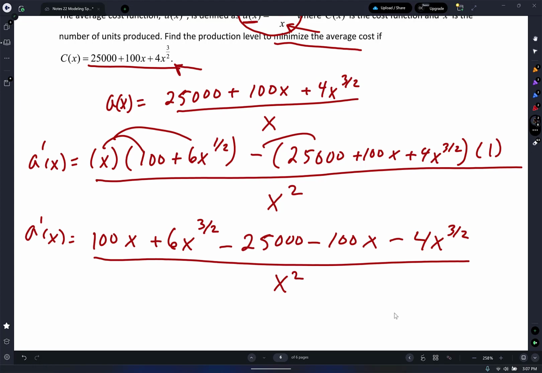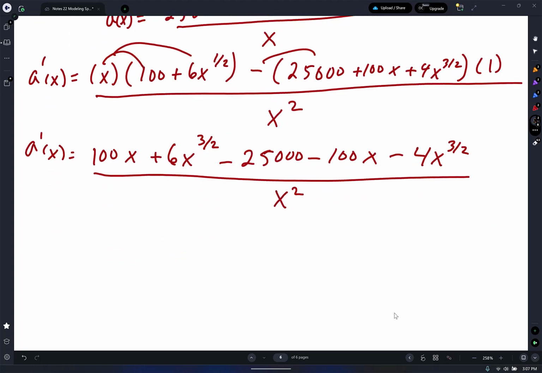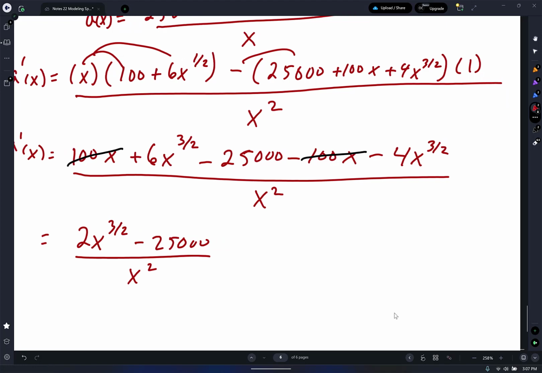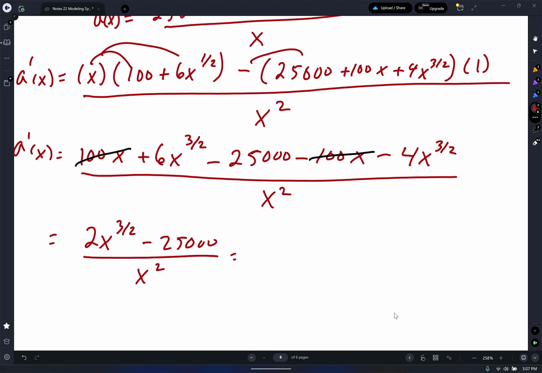I see some stuff that zeroes out. What zeroes out? Bam, bam. And then combine them. So 2X to the 3/2 minus 25000 all over X squared. And I'm going to set this equal to 0. So I don't have to worry about the denominator. You just worry about the numerator.